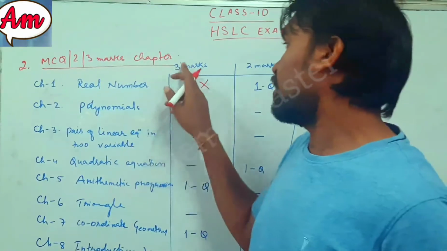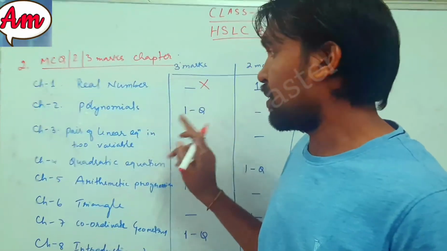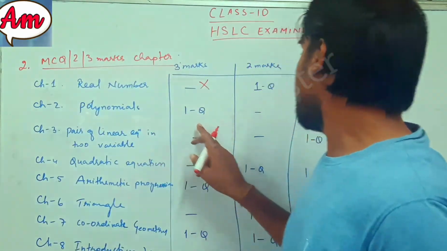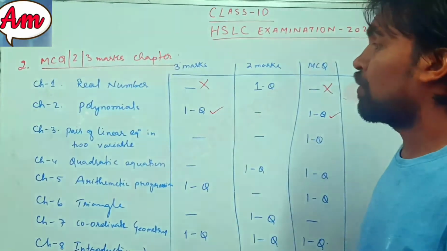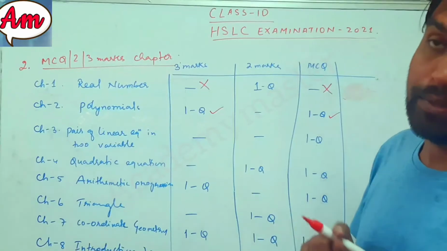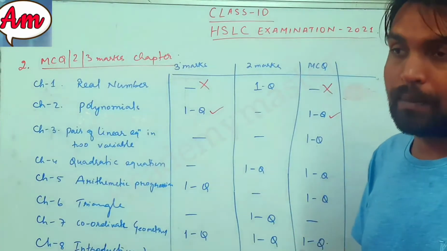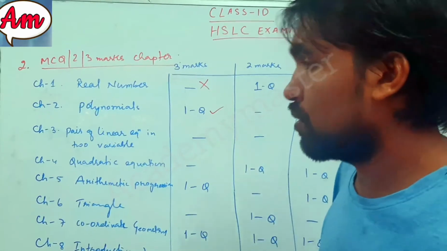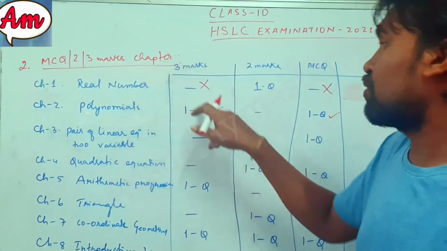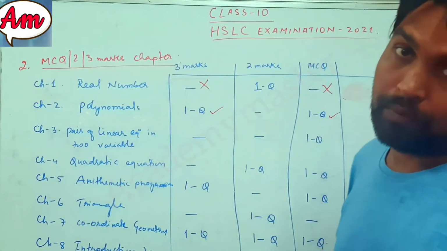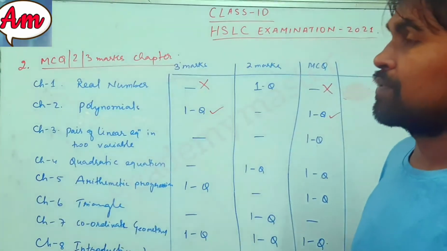Polynomials, you will get 1 3-mark question from this chapter 2. You will get 1 3-mark question and 1 MCQ from these chapters. From the polynomial chapter, I suggest you study the polynomial MCQs. Chapter number 2's MCQ you should study, and 1 3-mark question will be coming from this chapter. So in total it gives you 4 marks.